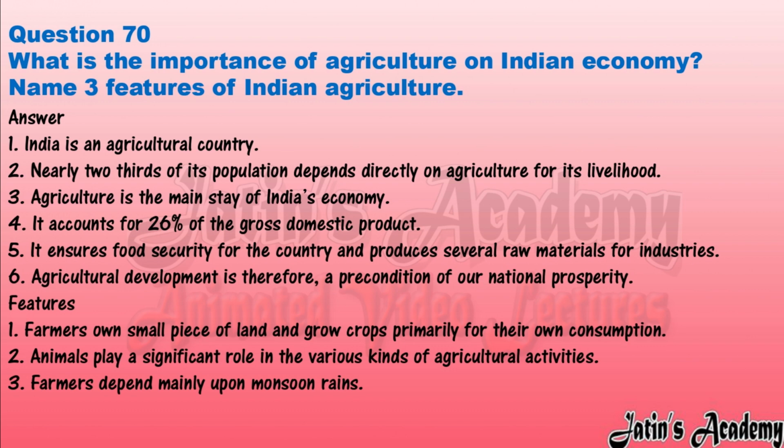4. It accounts for 26% of the gross domestic product. 5. It ensures food security for the country and produces several raw materials for industries. 6. Agricultural development is therefore a precondition of our national prosperity. Features: 1. Farmers own small piece of land and grow crops primarily for their own consumption. 2. Animals play a significant role in the various kinds of agricultural activities. 3. Farmers depend mainly upon monsoon rains.